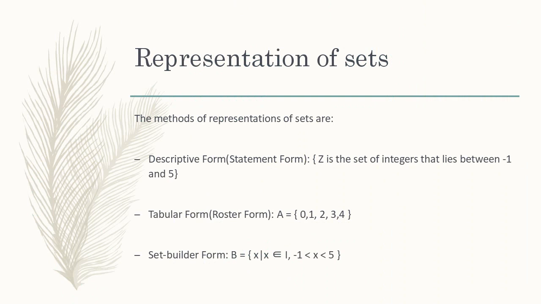In set builder form we write it as x such that x belongs to Z and x is greater than -1 and less than 5.